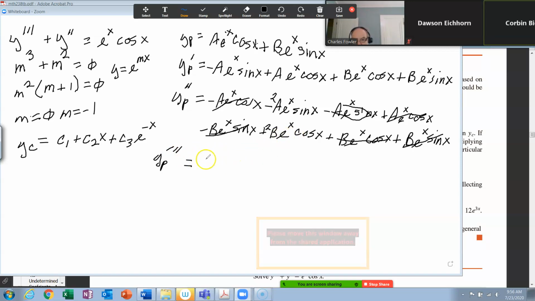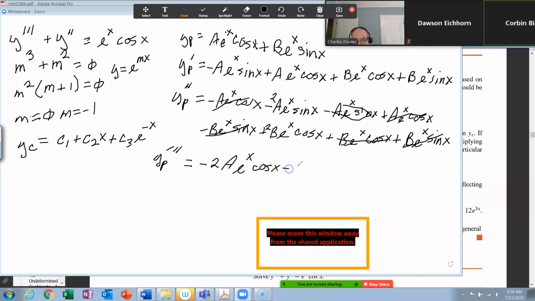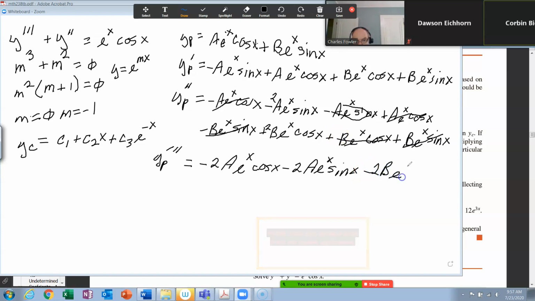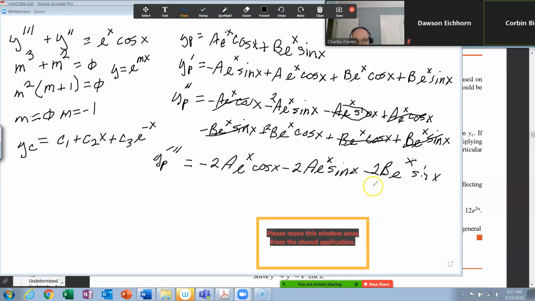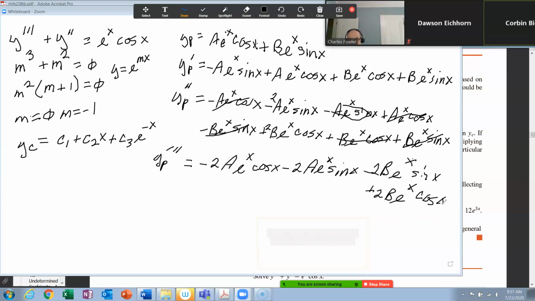This will be a minus 2a e to the x cosine x, minus 2a e to the x sine x, minus 2b e to the x sine x, plus 2b e to the x cosine x. I think that's our y triple prime. Now, what we have to do next is put at least two of those together, the triple prime and the prime, and see what comes out.